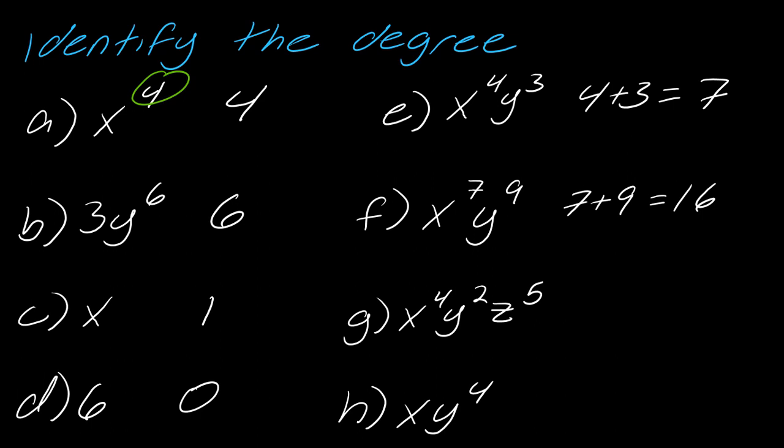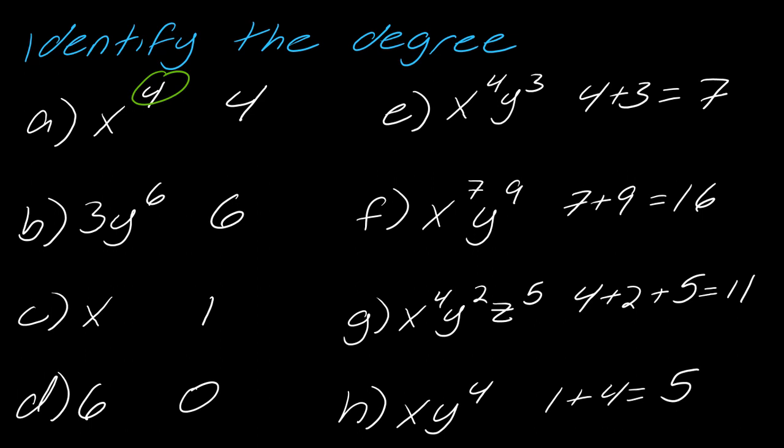And then for g here, once again, I'm just going to add everything up. So 4, 2, and 5. So that's going to come out to 11. And then finally for h, x has an invisible 1, so the degree here will be 1 plus 4, so that is going to be equal to 5. And so that's how you find the degree of a term.